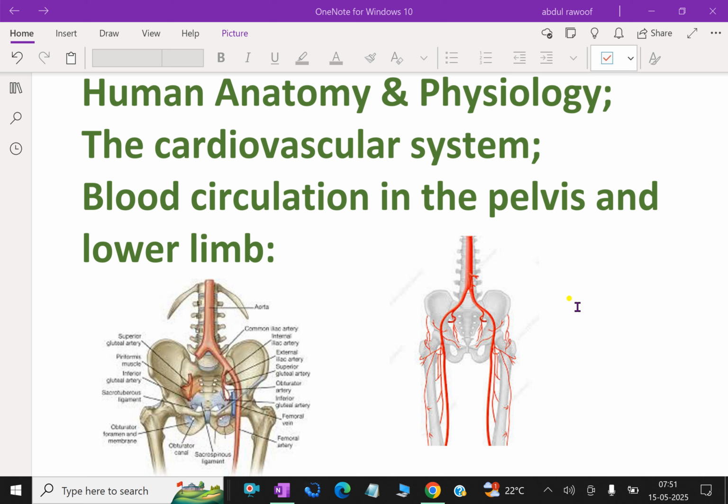The anterior tibial artery passes between the tibia and fibula and supplies the structures in the front of the leg. It lies on the tibia, runs in front of the ankle joint and continues over the dorsum, the top of the foot, as the dorsalis pedis artery.